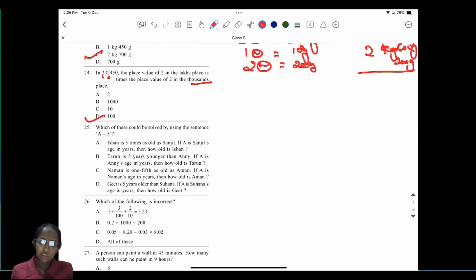Now next one, which of these could be solved by using the sentence A minus 5? Ishan is 5 times as old as Sanjit. If A is the age of Sanjit, then Ishan will be 5 times, that is A into 5. Tarun is 5 years younger than Annie. Now, if A is the age of Annie, and Tarun is 5 years younger, then A minus 5. So this equation is given for the B question.